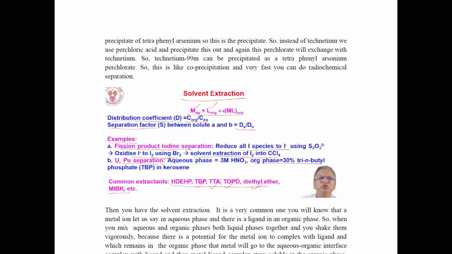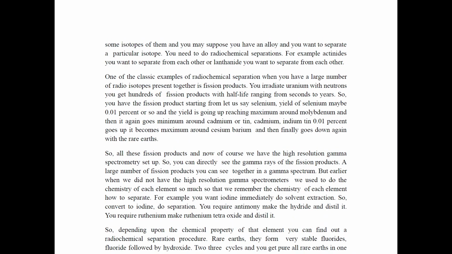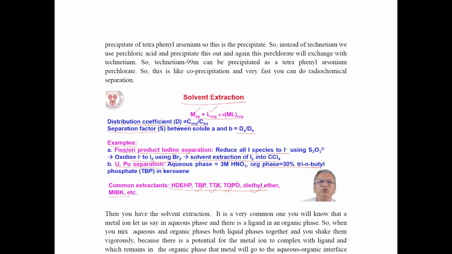And one more thing, can you please go back to the previous slide? Yeah, this slide, solvent extraction. Here it's mentioned that M aqueous plus L organic, reversible, ML organic. So here M is the metal, right? Radioactive element. L is the ligand, organic ligand, correct? And ML is the complex, yes, adduct of them.